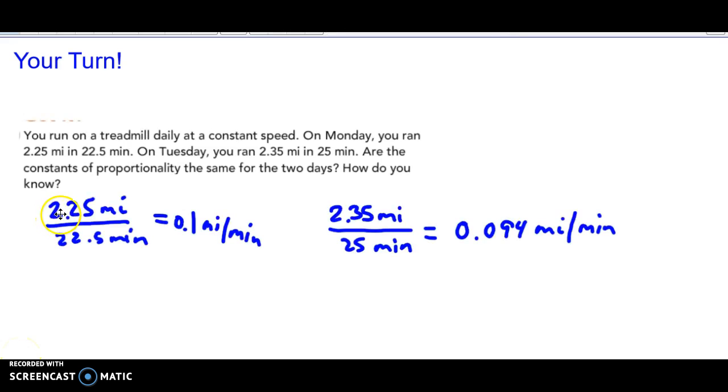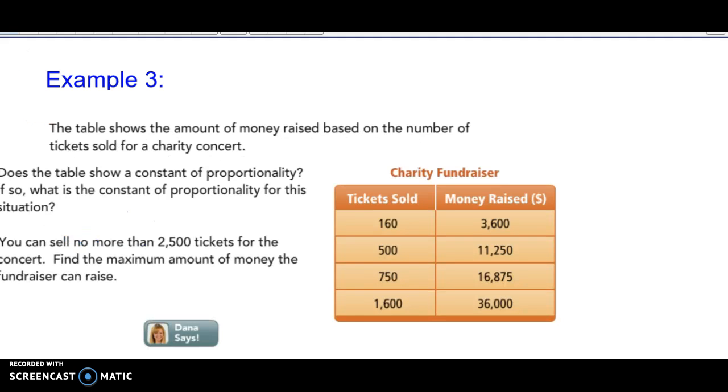So on Monday, we ran 2.25 miles in 22.5 minutes. So that becomes a unit rate of 1/10 of a mile per minute. On Tuesday, we ran 2 3/5 miles in 25 minutes. That's a unit rate of 94 thousandths miles per minute. So are the constants of proportionality the same? No. And I know that because I have reduced my rate to a unit rate so that I could compare them. And they are not the same number.